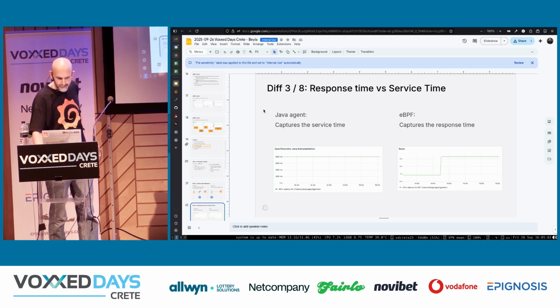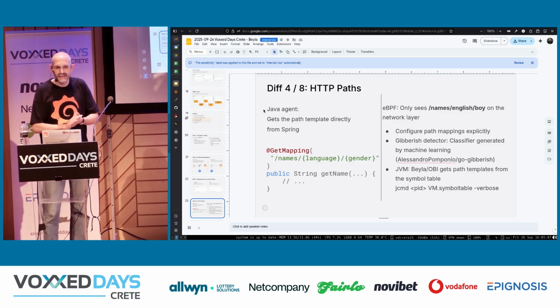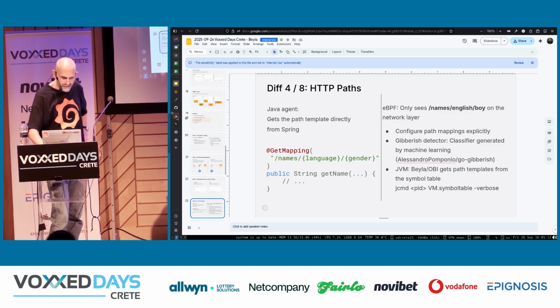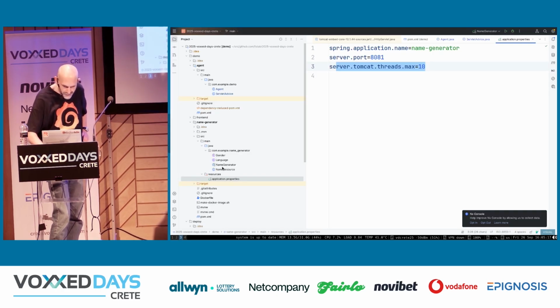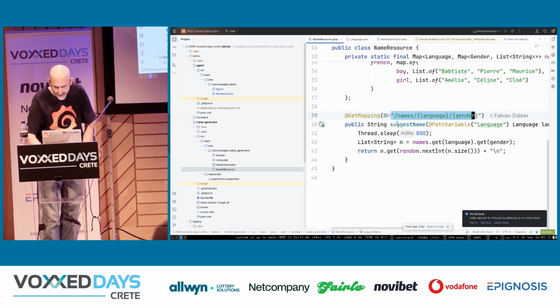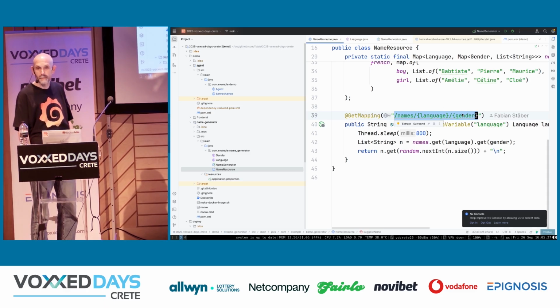All right, so what else do we have? HTTP path, that is also a nice one. So in my service, let's go to my code, how I implemented this service. Let's make it a bit larger. I have an HTTP path like this: names, and then two path parameters, language and gender.